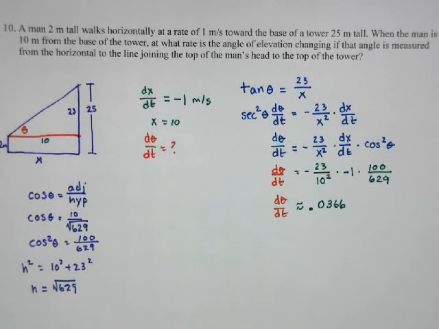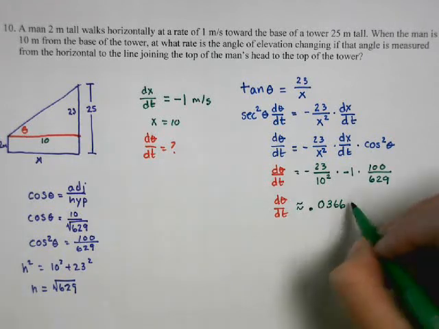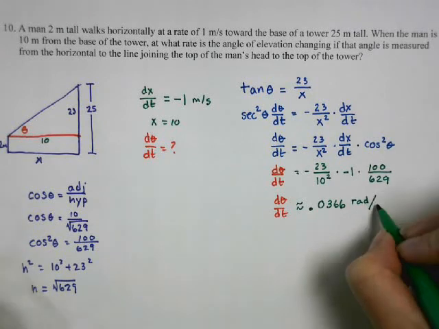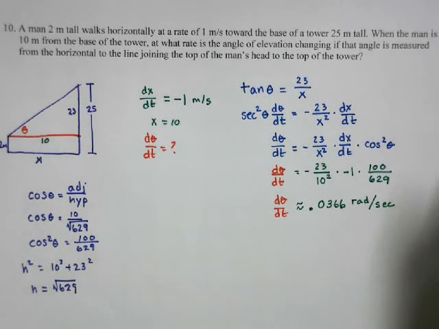The units for theta in calculus are always going to be radians. So this is going to be radians per second. So that's how we do various related rates. You're going to have a lot of different types of problems, so just thinking it through, organizing the information you have and what you're trying to find, and then go from there.